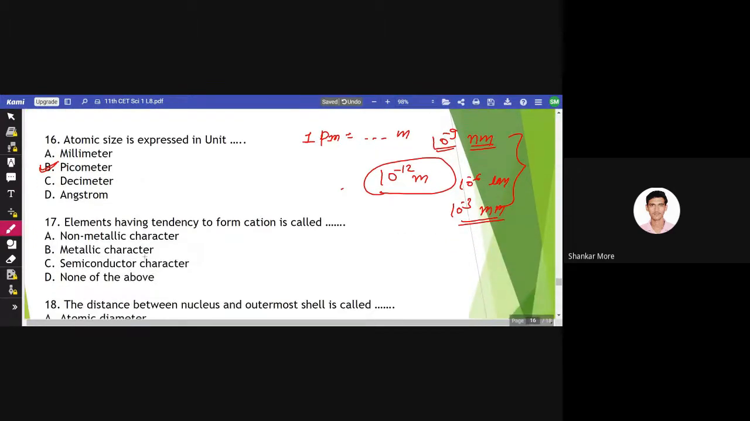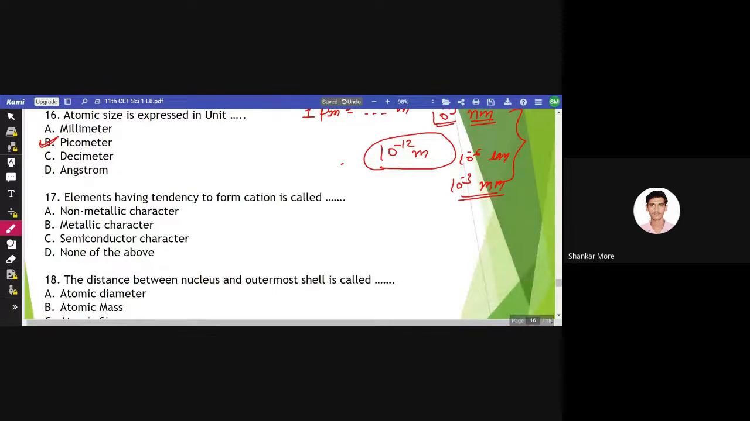Next one. Elements having tendency to form cation is called what? Metallic character, right? Okay, so it is metallic character.